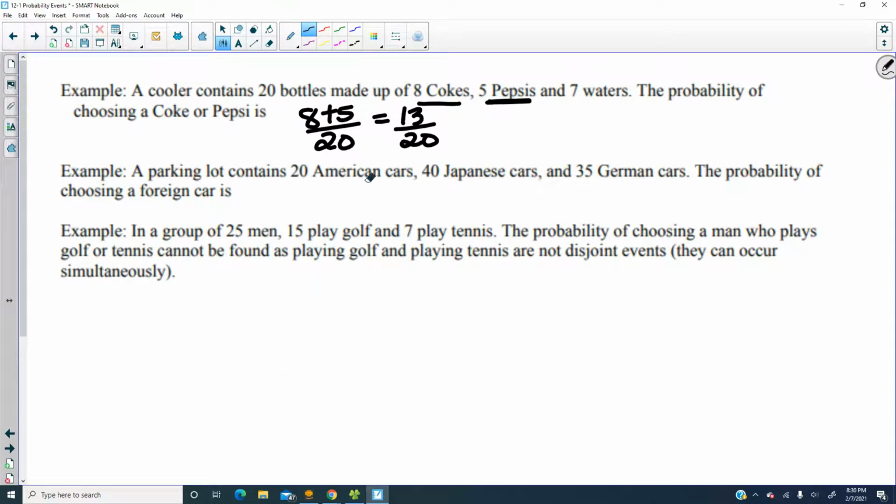A parking lot contains 20 American cars, 40 Japanese cars, and 35 German cars. The probability of choosing a foreign car, assuming that foreign would just be not American made. Let's see, how many cars are there altogether? 20 plus 40 plus 35: 60, 95. And so how many foreign? 40 plus 35, 75 out of 95.